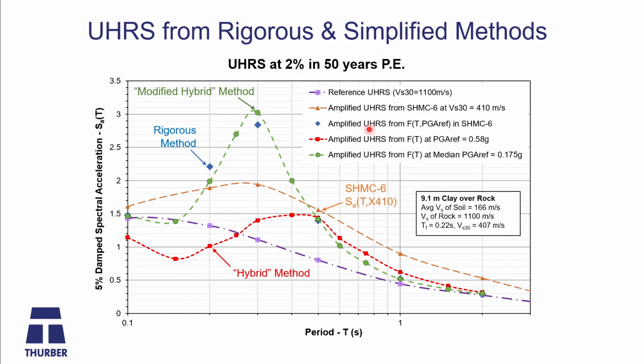Now if we just look at what we get in terms of the amplified response spectrum, I'm showing the modified hybrid in green using the median for the total hazard, compared to the rigorous method in blue, and then the hybrid method in red. It just happens to be coincidental at this site that almost all of the different methods, including the VS30 code-based method in orange, give very similar values at 0.5 seconds, purely coincidentally.